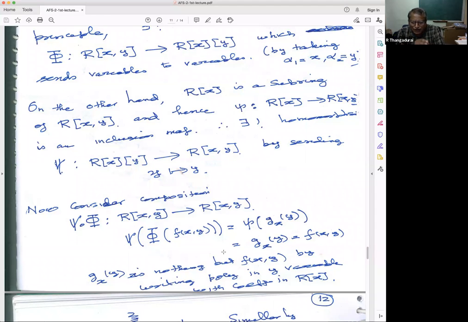This is from R[x, y] to R[x, y]. Any element f(x, y) I can rewrite as having coefficients in x and being a polynomial in y. That is, g_x(y) is nothing but f(x, y), but I have rewritten f(x, y) with the coefficients coming from R[x]. Then psi I am able to apply, which sends y to y only. Therefore I get g_x(y), which again I rewrite as f(x, y). It is kind of cheating, but the point is writing it the correct way: g_x is nothing but f(x, y), written as a polynomial in the y variable with coefficients in R[x].